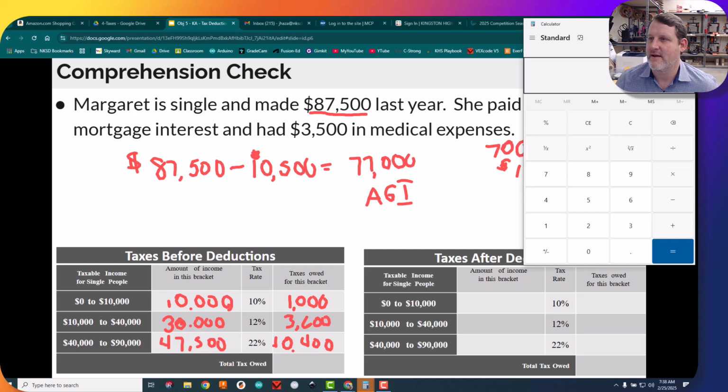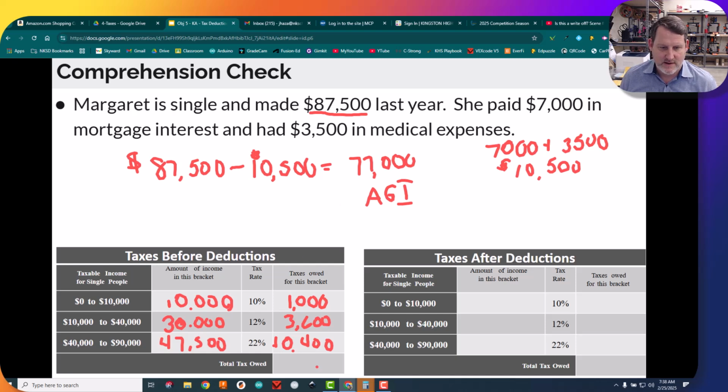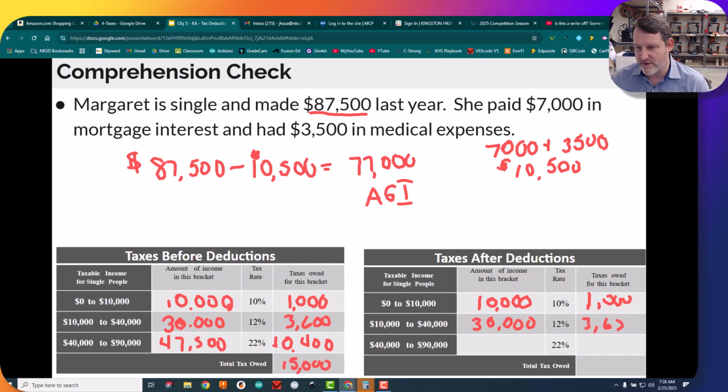All right. And so here, this looks like $15,000. Well, that's nice and round. So we have a $15,000 tax bill without deductions. Now, when you do deductions, I shouldn't say if, you have $77,000 of AGI. So basically, this first one's exactly the same. $10,000 here, $1,000 in tax. This next one's also the same. So $30,000, because she still has enough money to fill this one, $3,600.